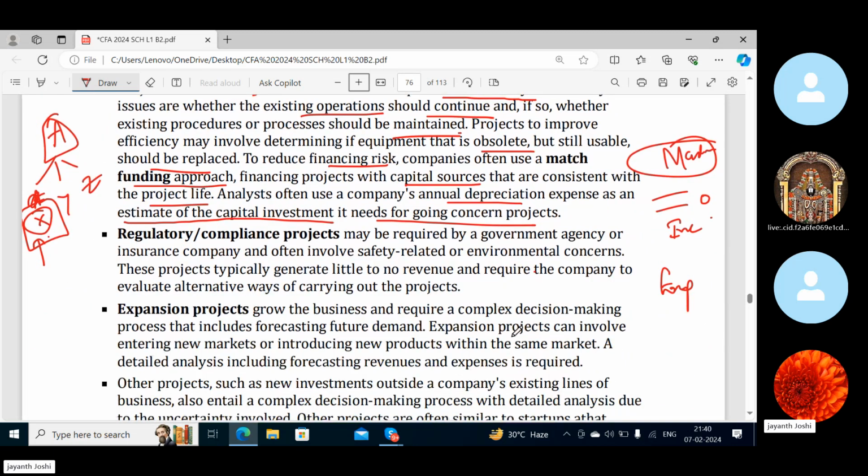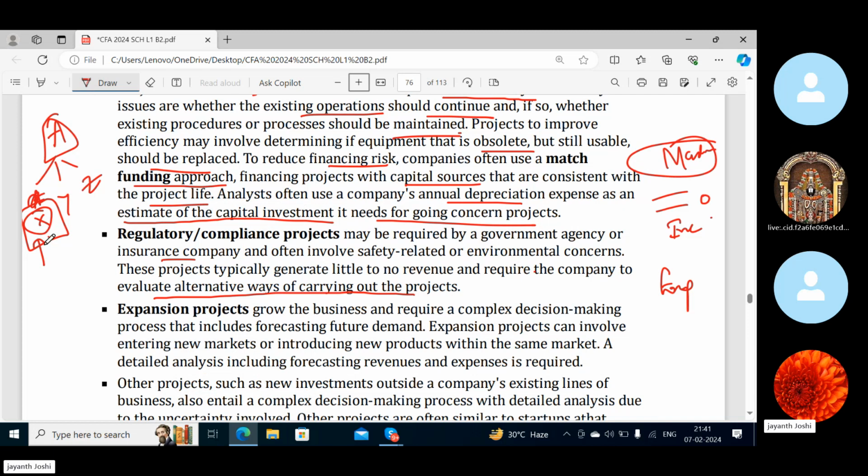Okay, so that's what. Now next are regulatory compliance projects. So what are regulatory compliance projects? This may be required by a government agency or insurance company and often involve safety related or environmental concerns. These projects typically generate little to no revenue and require the company to evaluate alternative ways of carrying out projects. So see, regulatory or compliance projects are nothing but the projects which government does.